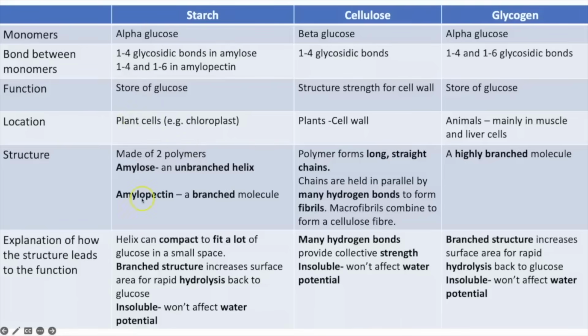So we said it's a store of glucose. The fact that the amylose forms a helix means you can compact the molecule to fit a large amount of glucose in a small space. The fact that amylopectin is branched increases the surface area for enzymes to attach onto the end glucose molecules, hydrolyze them off, breaking the bond, and that glucose can then be used in respiration.